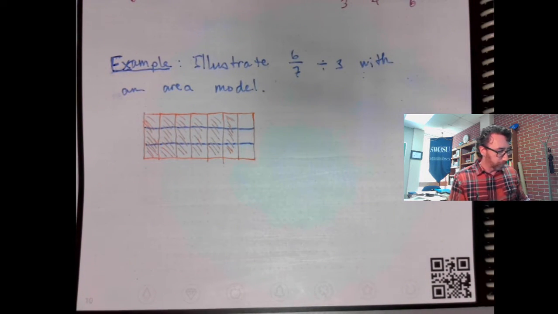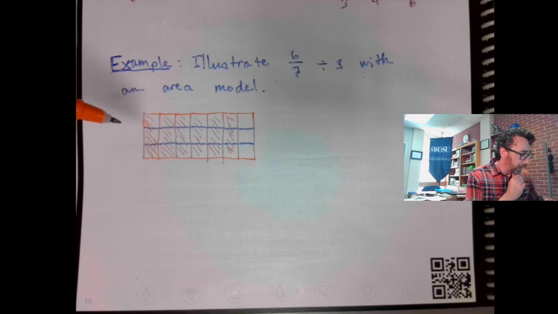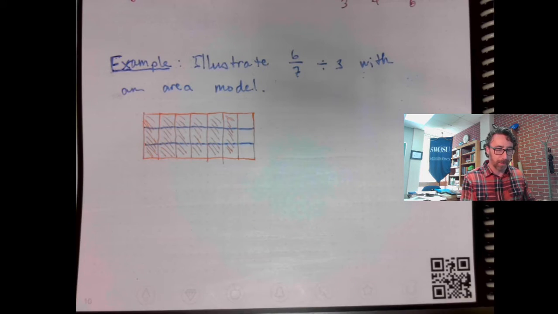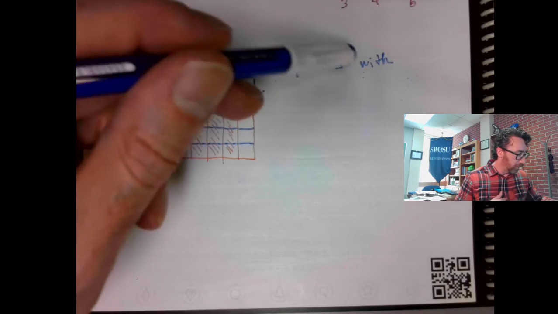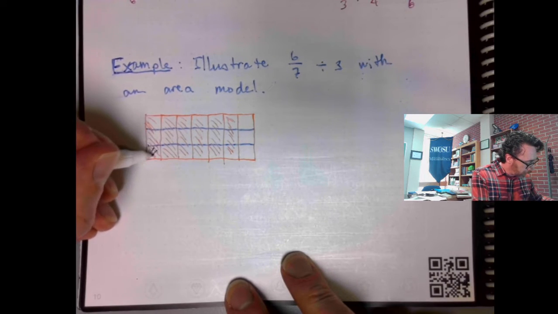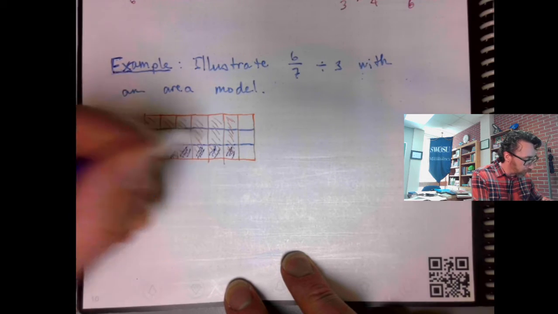Okay, now let me think about what I got here. It looks like I got 21 pieces. Now, if I'm breaking this up into 3, here's what I'd be doing. I'd be taking that. That's one of the groups.